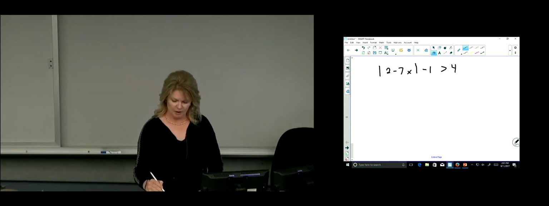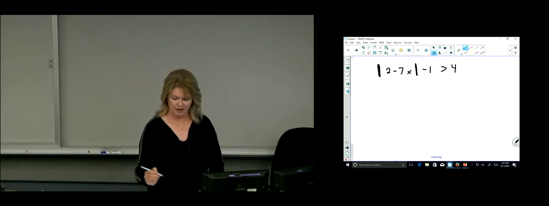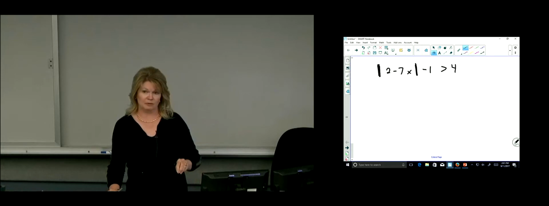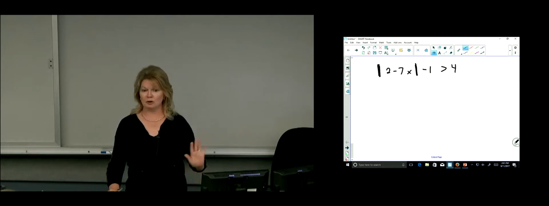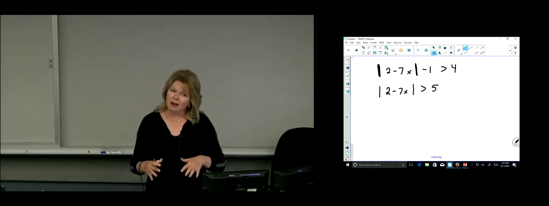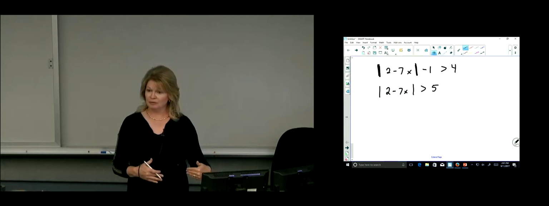If you have an inequality and an absolute value, this says the absolute value of 2 minus 7x, minus 1, is greater than 4. Before you try to set up your problem, this is a common mistake, you have to get that absolute value by itself. So you want to add 1 to both sides first. Now you can work the problem like we did before. But you have to do that one little step in there.